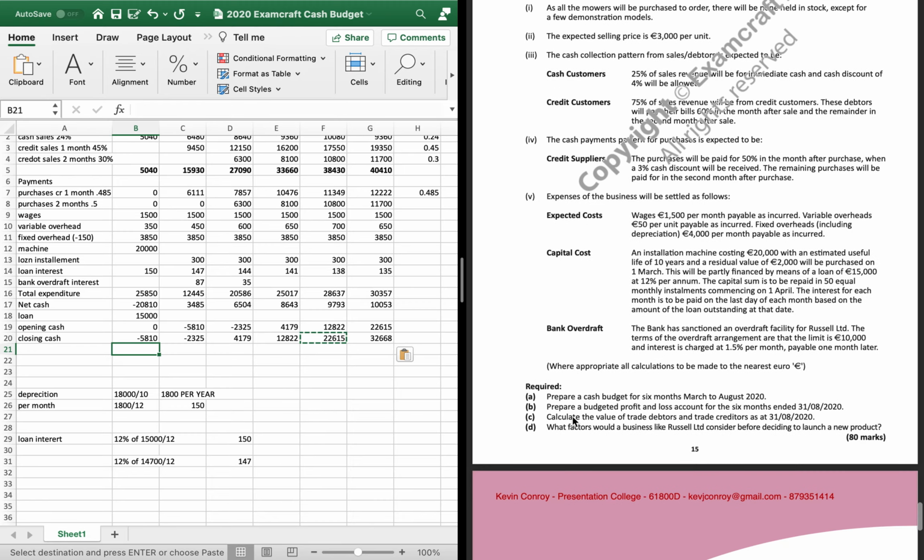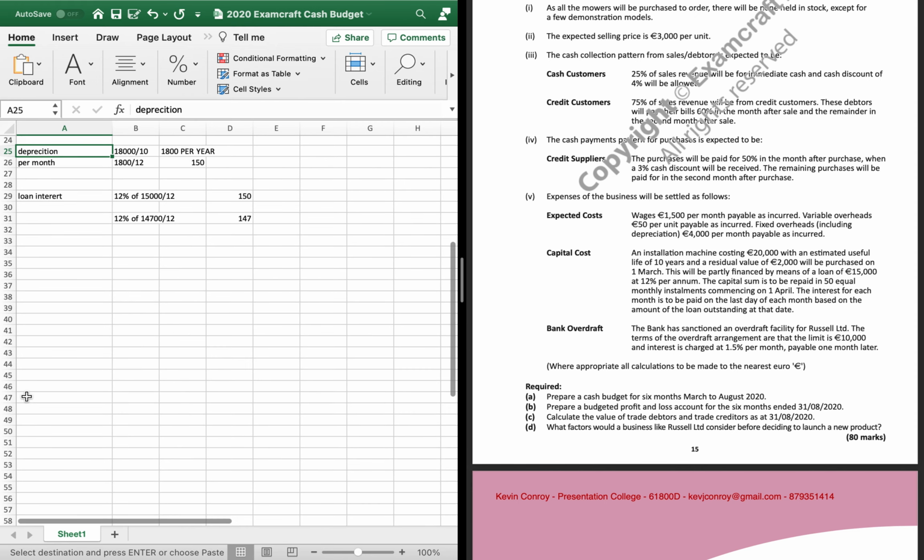We'll probably have to, where appropriate, make it to the nearest euro. So it even told us to do that, thankfully. All right, so prepare a budget profit and loss account. Remember, there's no opening and closing stocks in these because we don't have opening and closing stocks. Our cost of sales is just all of our expenses, excluding our depreciations, discounts, and loan interest.